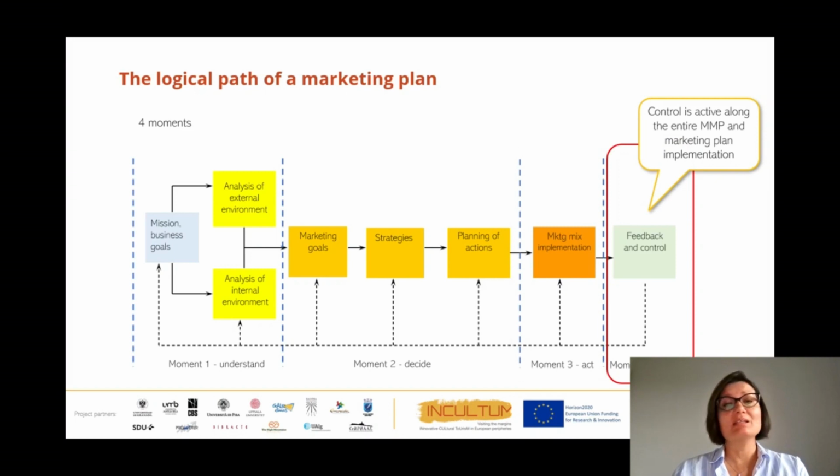Actually, control is active along the entire MMP and marketing plan implementation. This is why it is necessary to limit risks and avoid mistakes, introducing improvement and correction as quickly as possible along the realization of the project. So we cannot wait for the end of the project to measure or to control if everything has gone in the right direction.